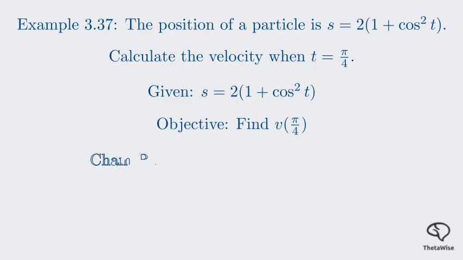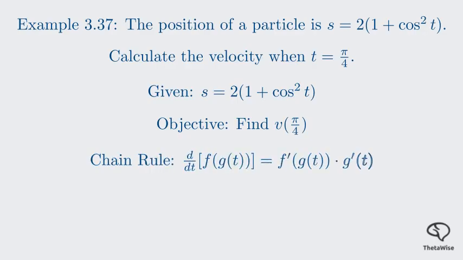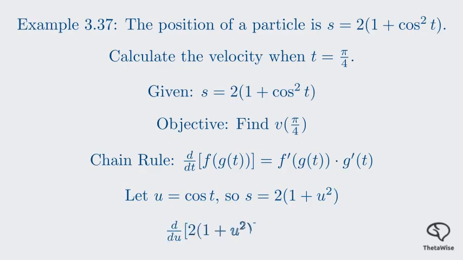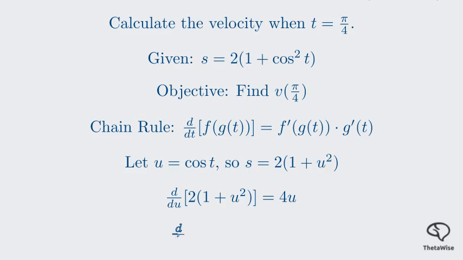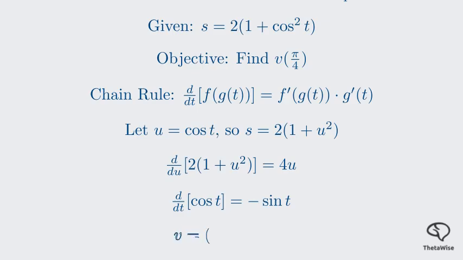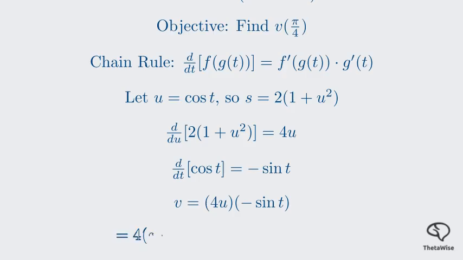So we differentiate the outer function, which is 2 times something squared, and multiply by the derivative of the inner function, which is cosine t. Let u equal cosine t, so s equals 2 times the quantity 1 plus u squared. The derivative of 1 plus u squared is 2u. The derivative of u, or cosine t, is negative sine t. Combining these, we get 4u times negative sine t. Substituting u back in, our velocity function is v equals negative 4 cosine t sine t.